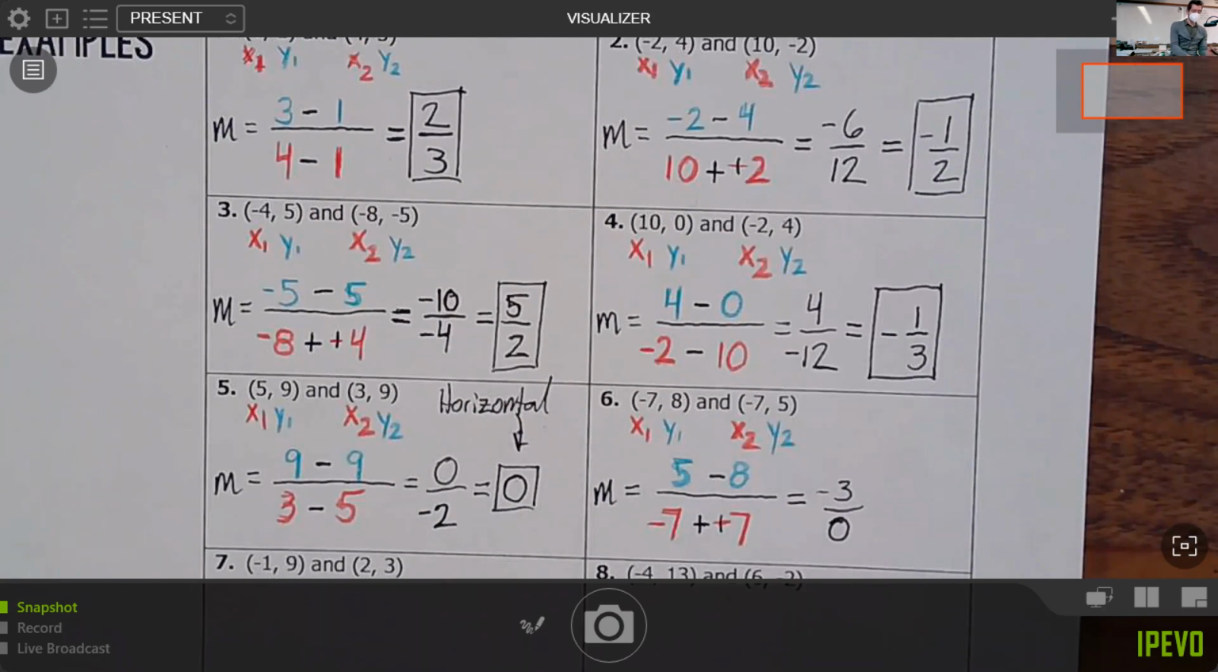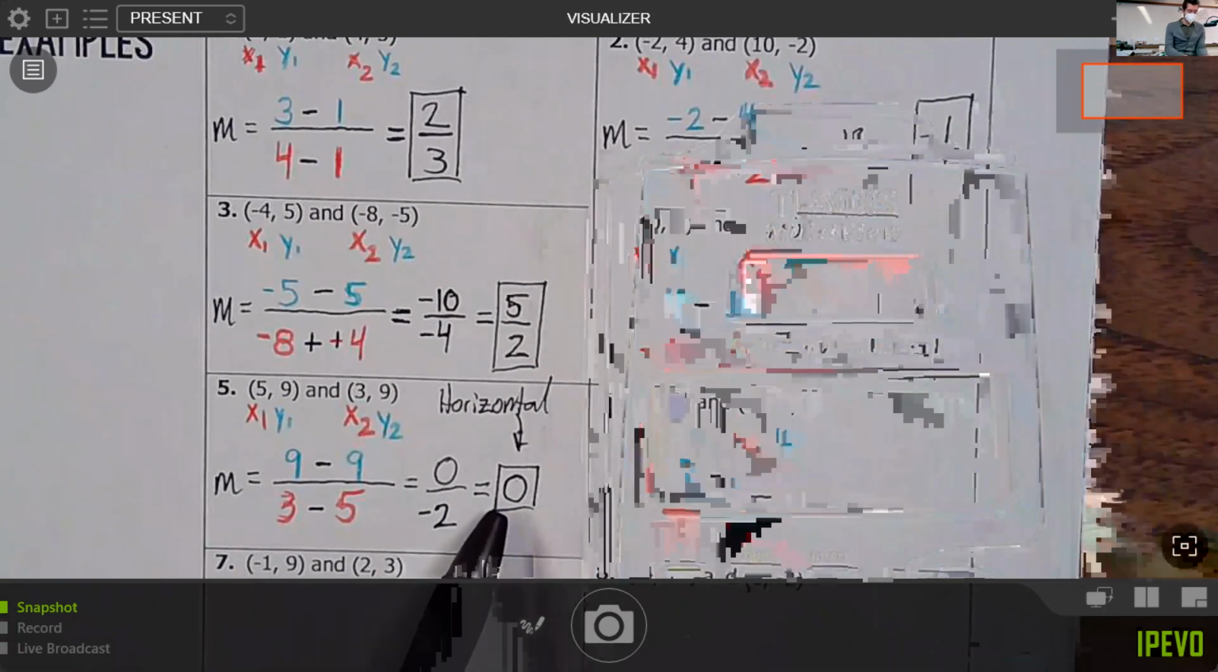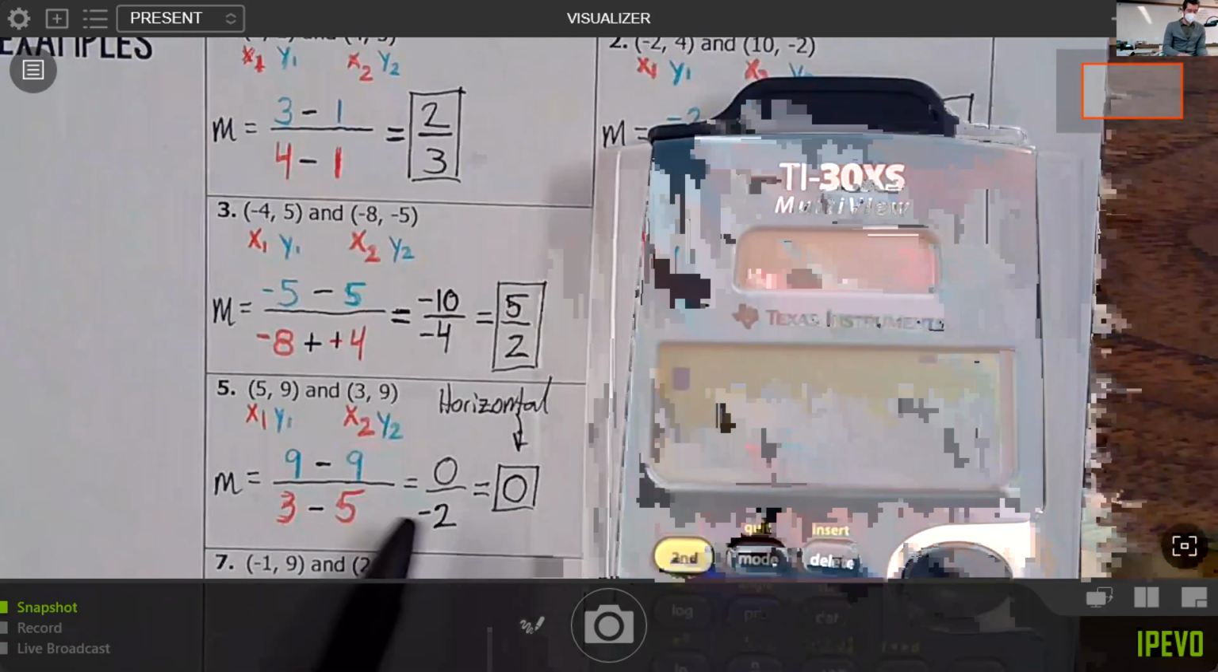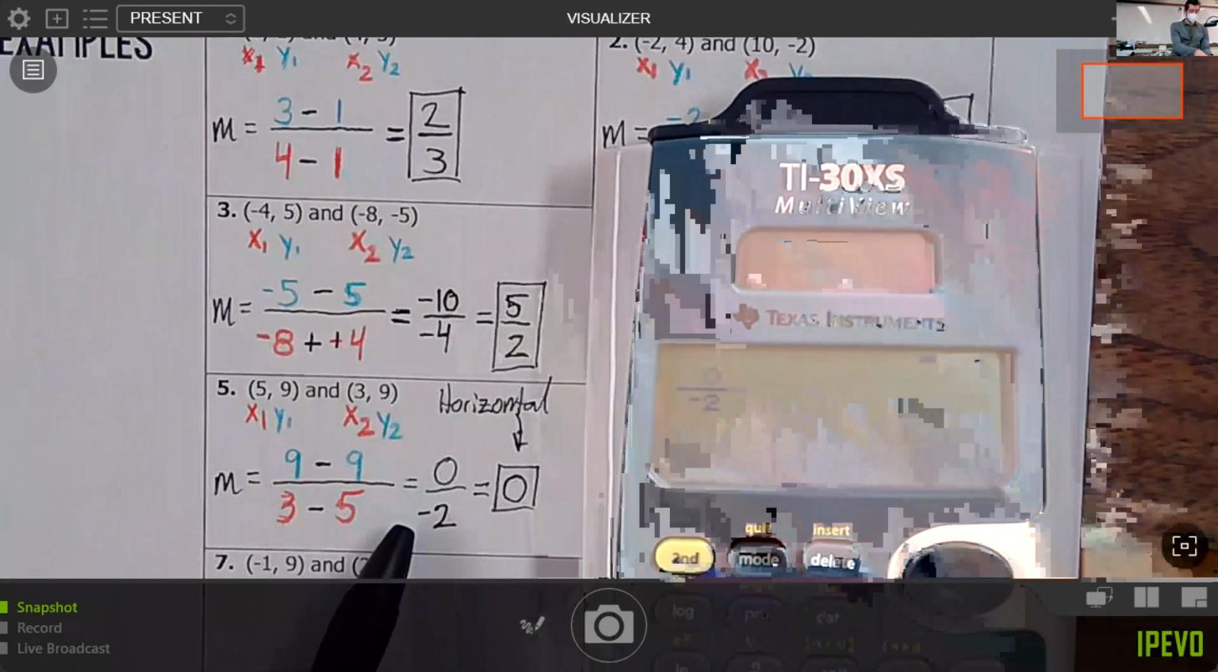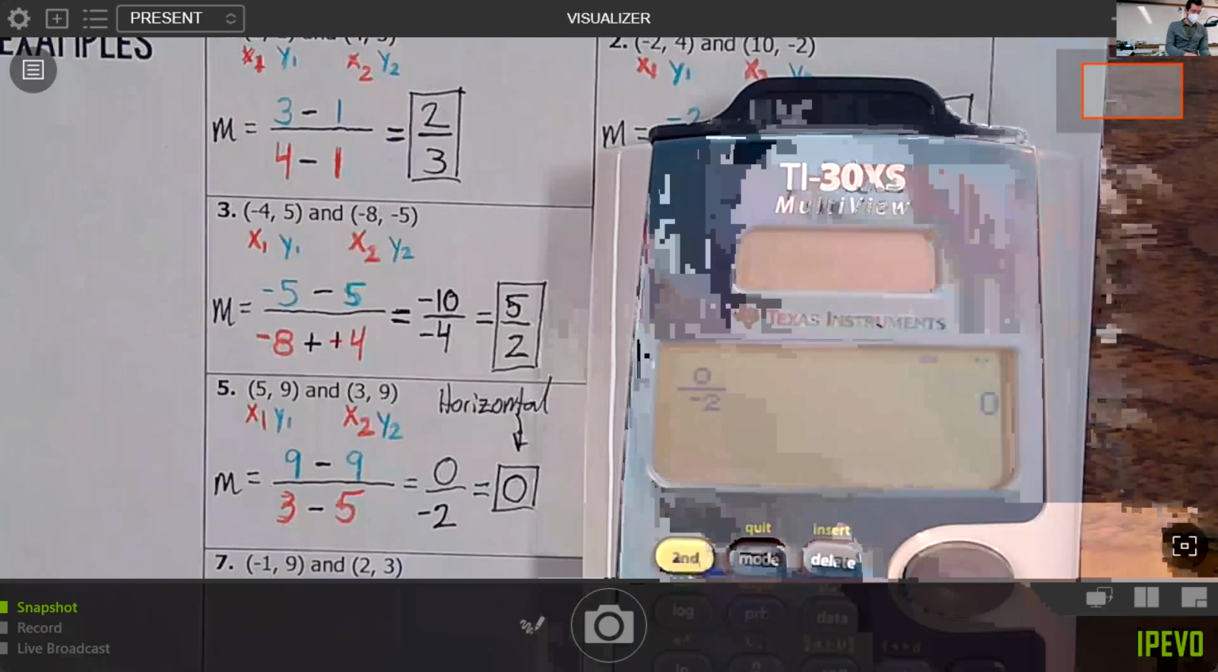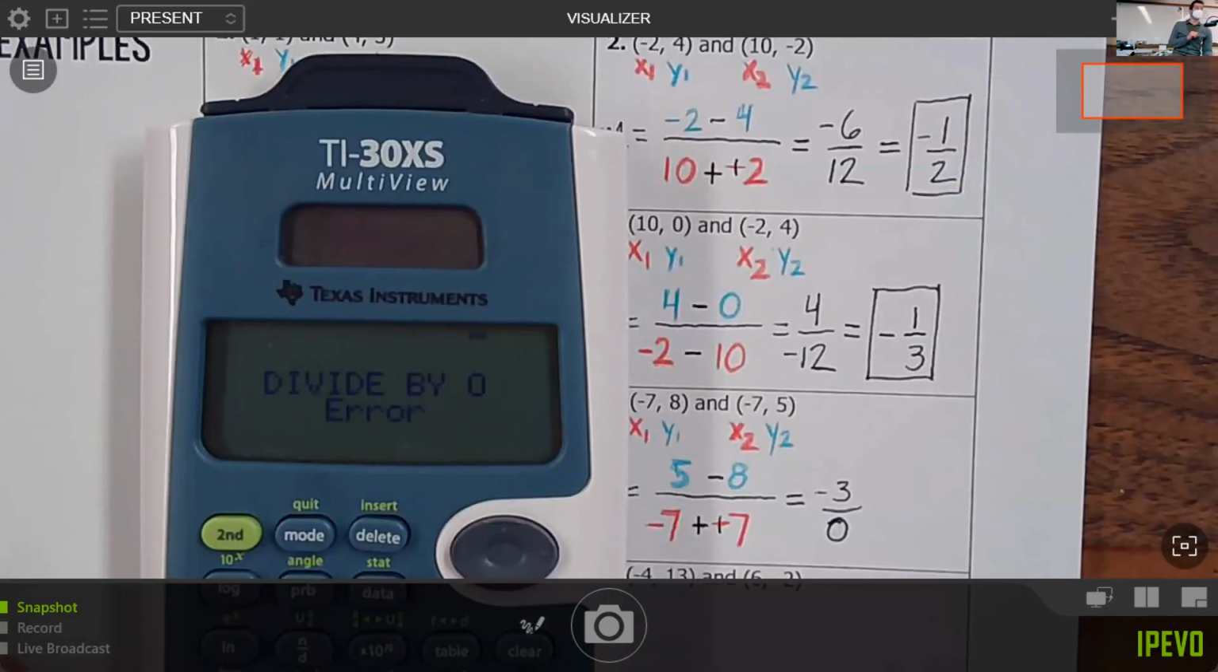And here's why. So if we look at number 5 real quick, if I use my calculator for this, if I say 0 over -2, it gives me 0. Over here, if I have -3 over 0, it gives me an error. My calculator says divide by 0 error, can't do it.